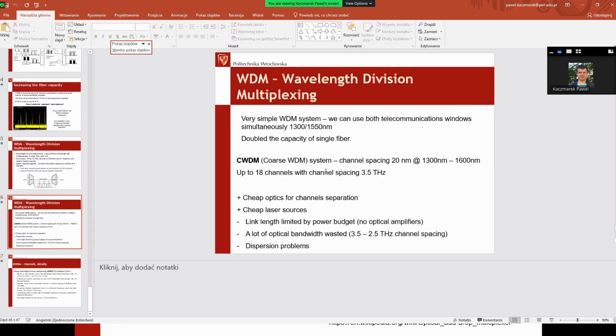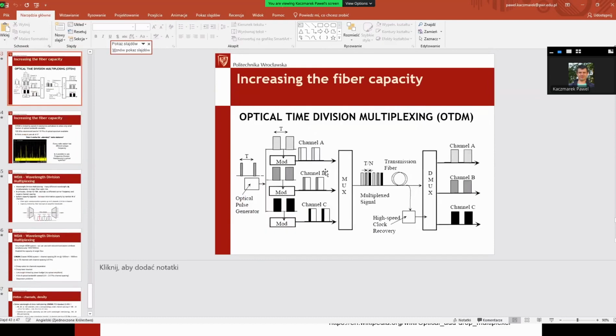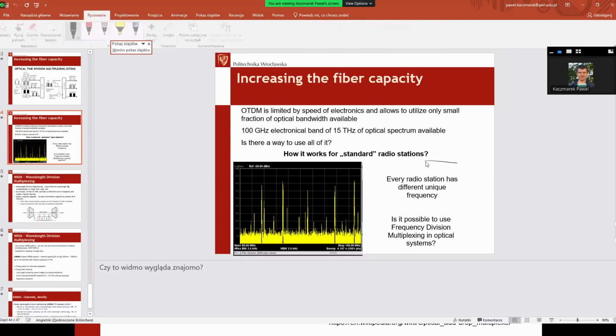So for sure, what are the basics of this WDM technique? I mean, increasing the fiber capacity. We are transmitting the information at different wavelengths, different channels, quite similar to, for example, FM radio. We have some band of the frequencies.